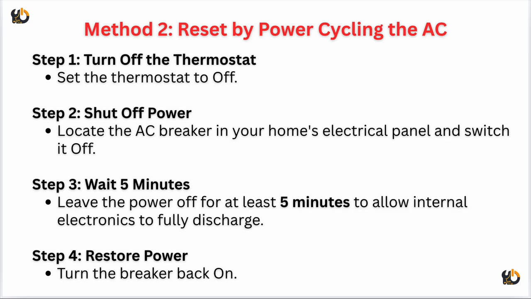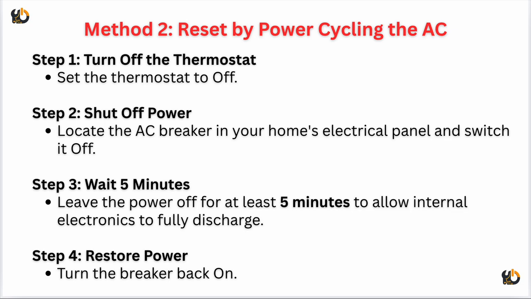Method 2, reset by power cycling the AC. Step 1, turn off the thermostat. You can set the thermostat to off. Step 2, shut off power. Locate the AC breaker in your home electrical panel and switch it off.